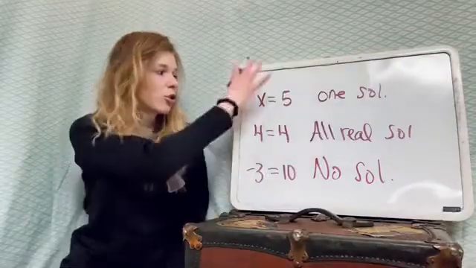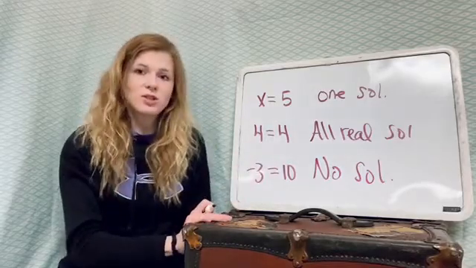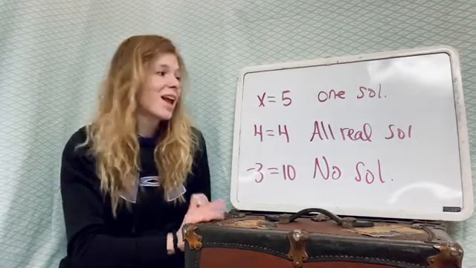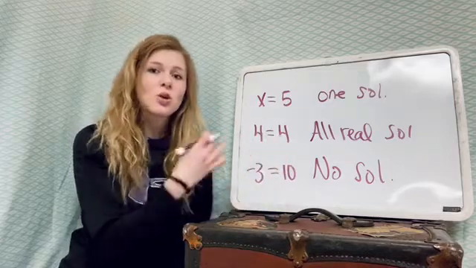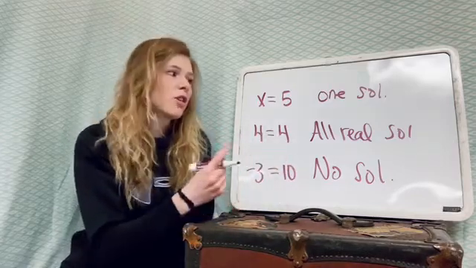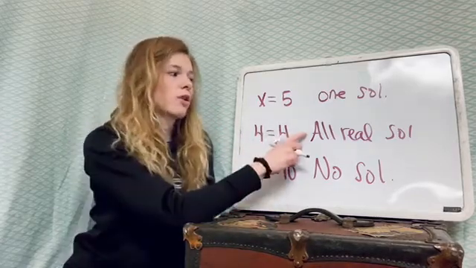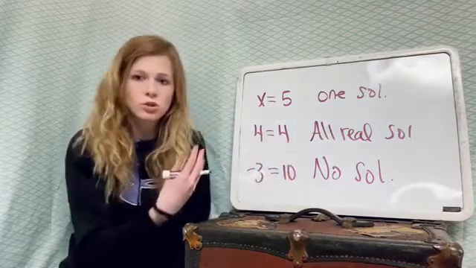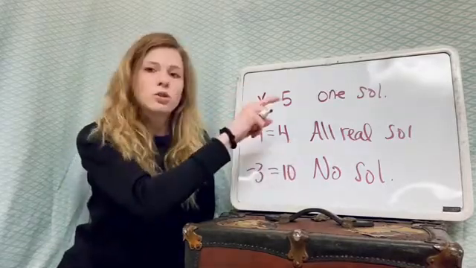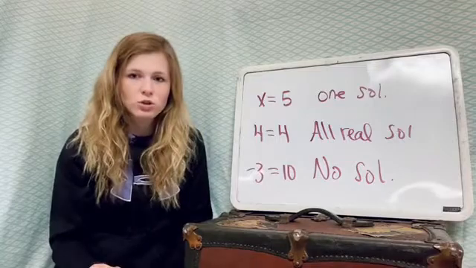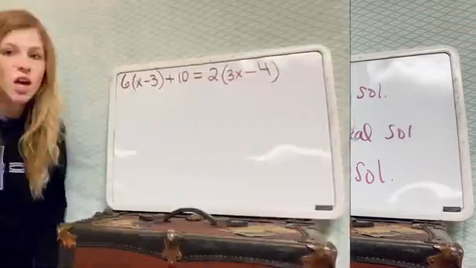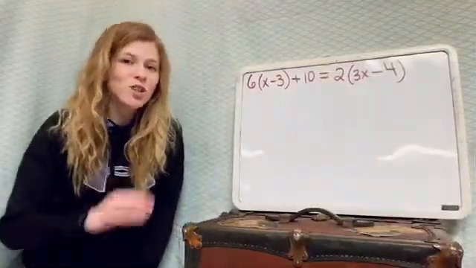So these are the three types of answers that we are going to be looking for today, and here is what they mean. So I am expecting that when you solve a problem that you are able to tell me whether or not there's all real solutions, no solutions, or if there's that one solution, and then tell me what that one solution is.